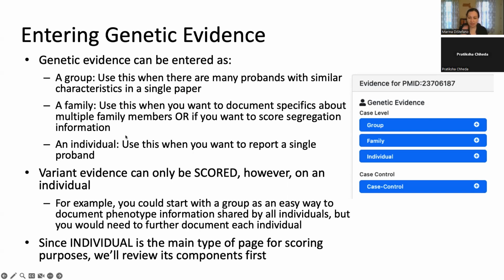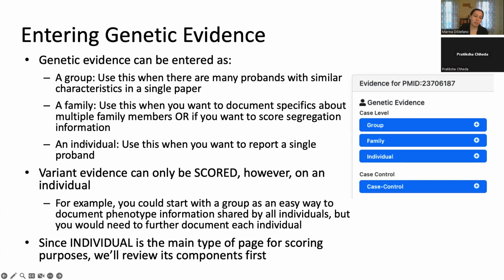And then the next level of granularity is a family. And you want to use this when you want to document specifics about multiple family members. And you have to use this if you want to score segregation information. So you only ever score the variant level evidence in the proband. But then if you have a family, you can score segregations to kind of give more points to that family. So in theory, you could create a group with all the pieces of information within it, and then you can create a family within that group, it would ask you.